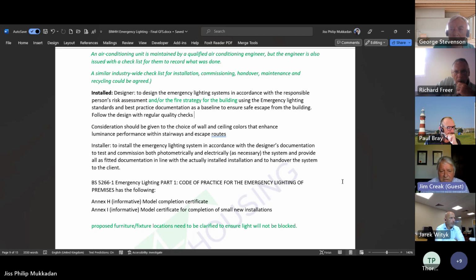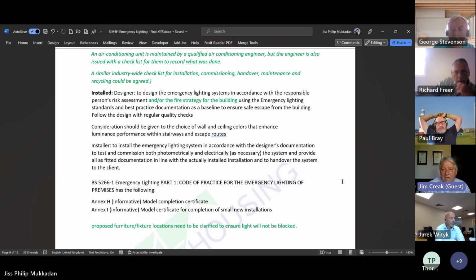The risk assessor should, if he's going to design a system, and it says with the responsible person's risk assessment, "and/or" is a bit vague for me because it's "and the fire safety strategy", because they have to have a fire safety strategy.